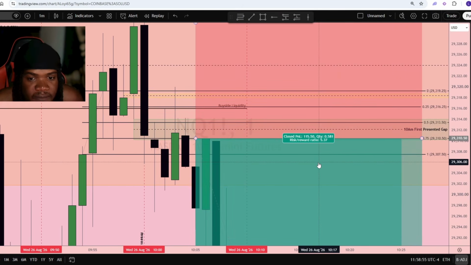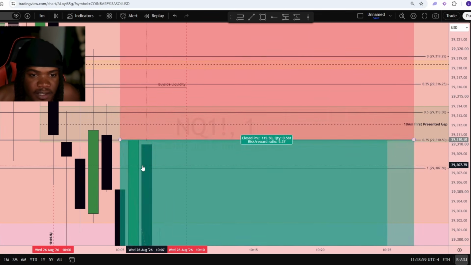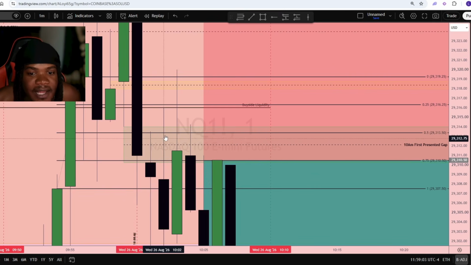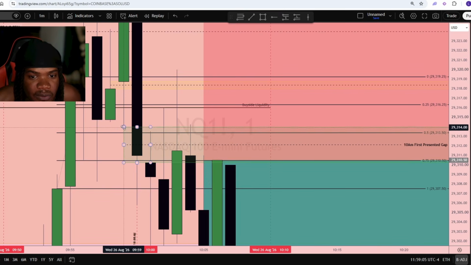So it's the first fair value gap on the 1 minute chart that forms after 10 a.m., right? Sometimes it might form at 10:02, 10:03, 10:04. It formed at exactly 10 o'clock today, right? So that little space between this candle's low right here and this candle's high, that's your fair value gap, right?